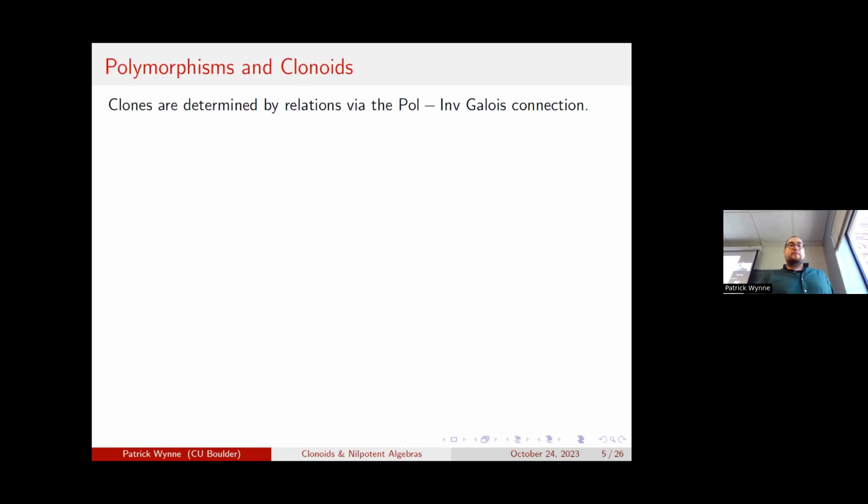Okay, so in clone theory, the clones are determined by relational pairs. This is the famous Pöschel Inv-Pol Galois connection, and this is similar to what happens for clonoids. But for clonoids, instead of considering relations, we have to consider pairs of relations. I think I misspoke. Clones are determined by relations. Clonoids are determined by pairs of relations.